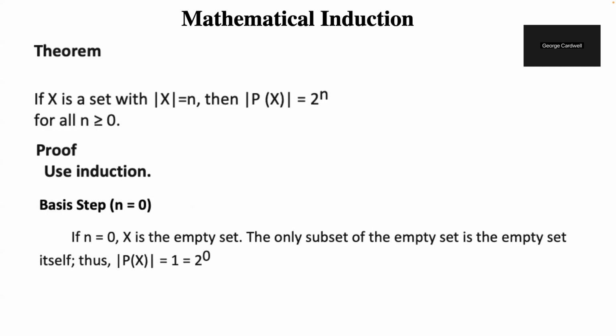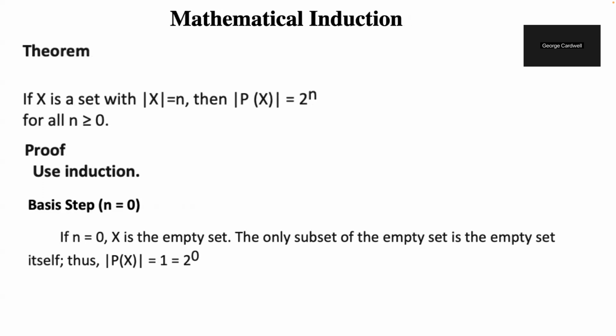Okay. If n equals 0, that means X is the empty set. So the only subset of the empty set is, in fact, the empty set itself. Thus, the cardinality of the power set of X in this case is 1, which also happens to be equal to 2 to the 0, right? Because any number to the 0 is 1. So my basis step works.